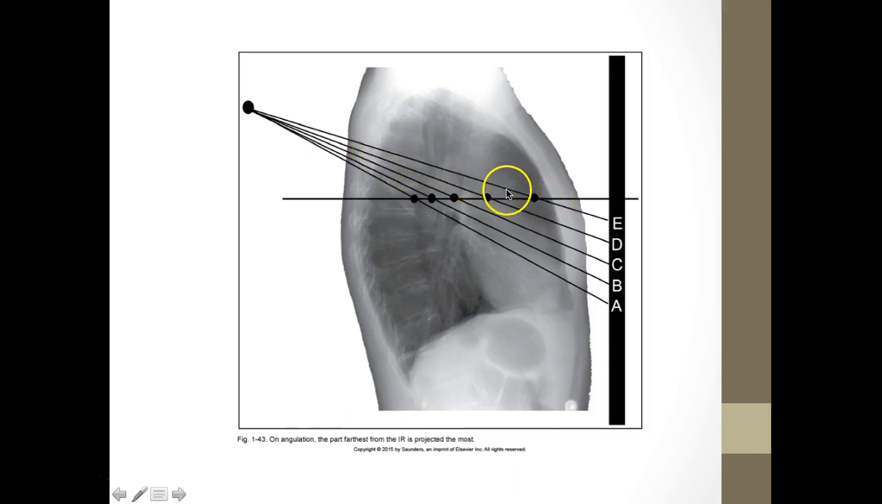So this is your SOD. Here you've got this one that's the furthest away, hitting your IR, where this one is the closest to the source, so it's going to be the most magnified. So this one's the least magnified, this one the most magnified. So you can see how an angle will throw your anatomy off each other. All these would be superimposed on each other, so it throws them off and will magnify the part closest to your source.